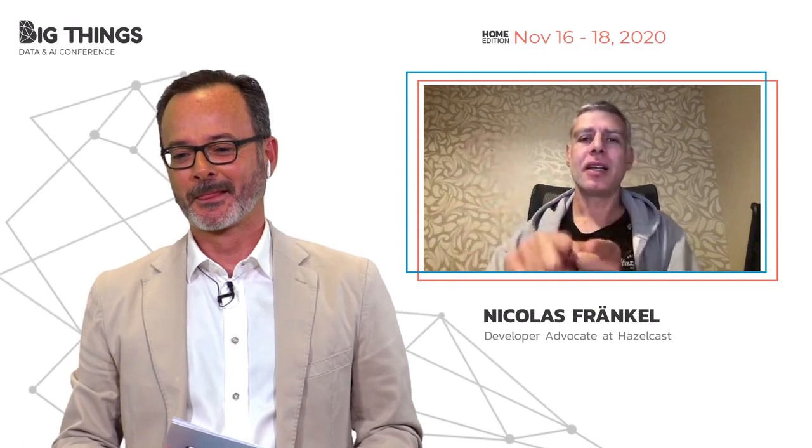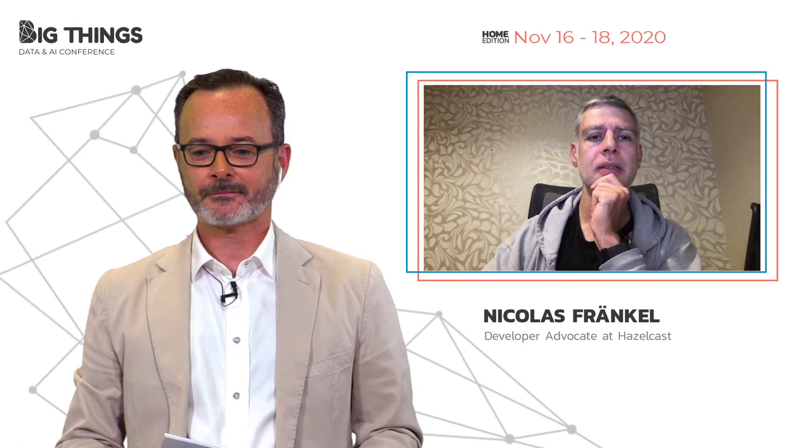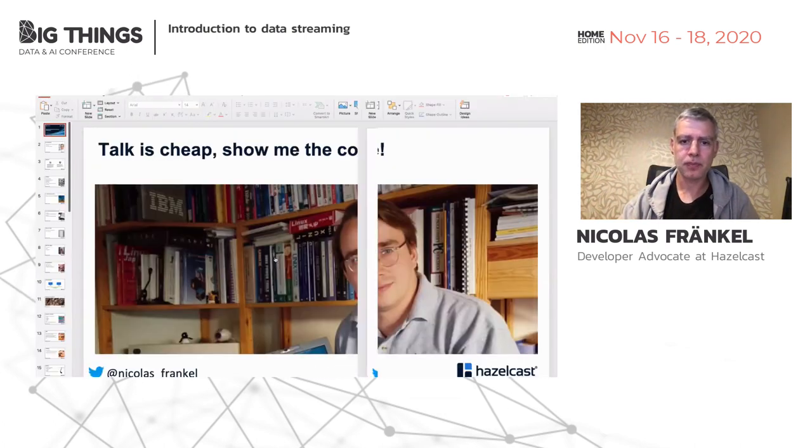I will show you a movie because, okay, let me get back to my architectural diagram so you understand the concept. So here I have this initial loader job that will send the job. The job will read the data files and put them into IMDG for later consumption. Then I have this dynamic data loader that will send a new job, and this new job will read data from the REST endpoints and enrich it from the data that was read from the data file. And finally, the last component is an application that will register to changes, and then it will be warned about those changes, and it will update the position of each public transportation vehicle on a map.